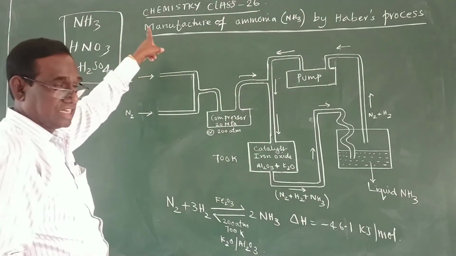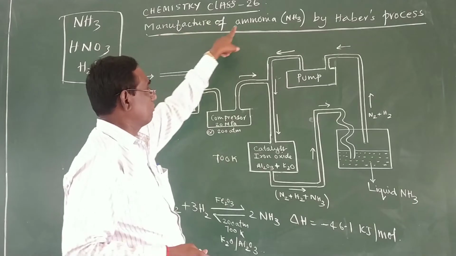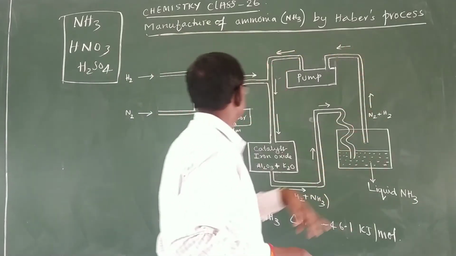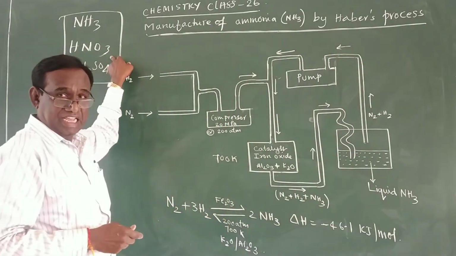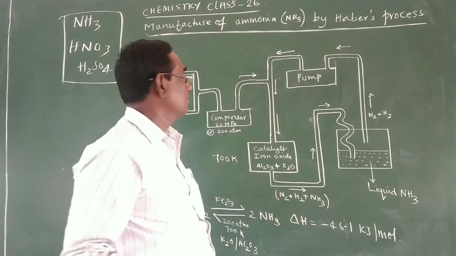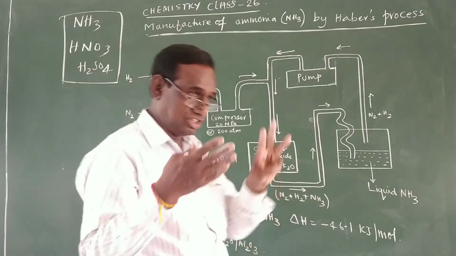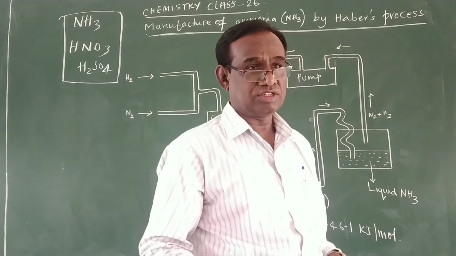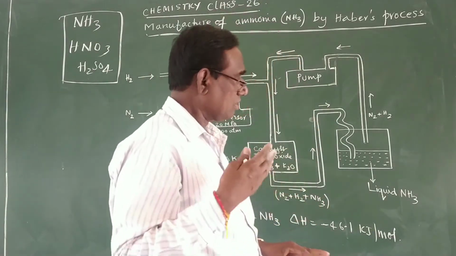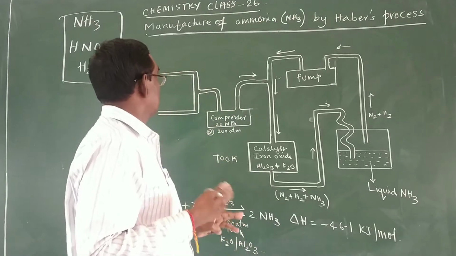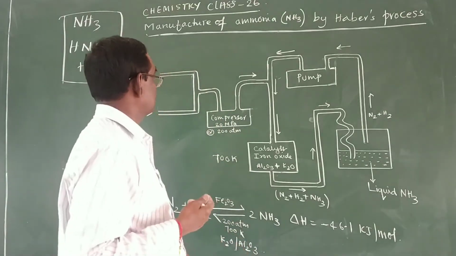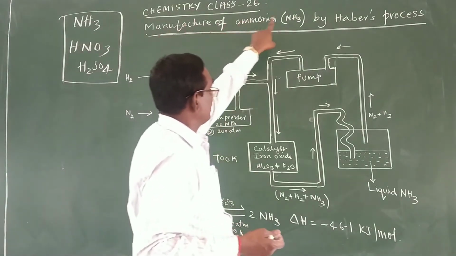So let us study today: first, manufacture of ammonia by Haber's process; second, manufacture of nitric acid by Ostwald process; third, manufacture of sulfuric acid by contact process. These are the three manufacturing processes we are taking today. First, let us start with manufacture of ammonia by Haber's process.